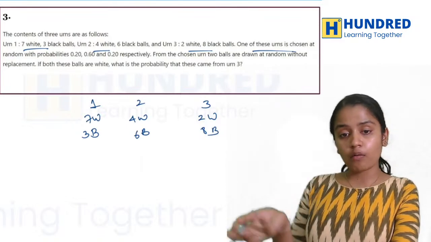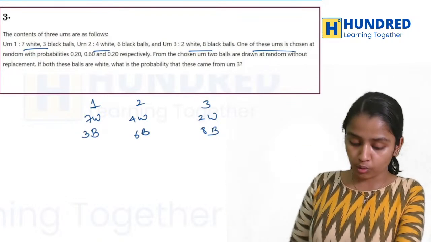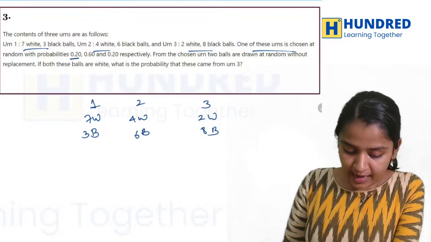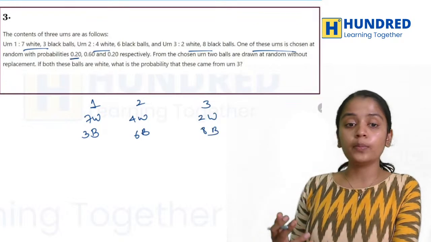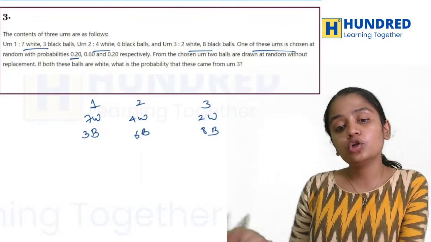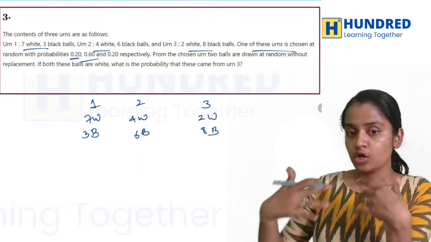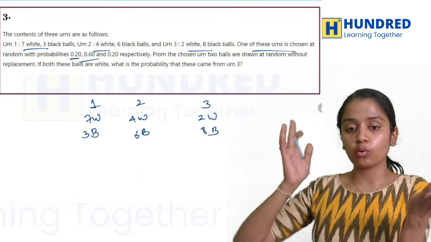So they choose with random probabilities, not the proper probability. With proper probability it would be 1 by 3, 1 by 3, 1 by 3. But here they choose with random probability. So probability of getting urn 1 is 0.20. Probability of getting urn 2 is 0.60. So they choose at random, okay? Not the proper probability where you get 1 by 3.